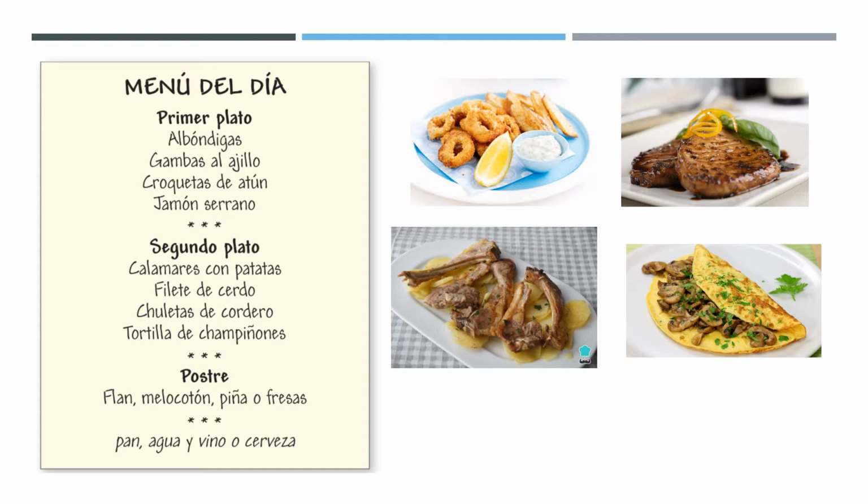Then you get quite a lot of meat on the menu in Spain. Here we have a filete, a fillet of pork. So that's the fillet of pork.